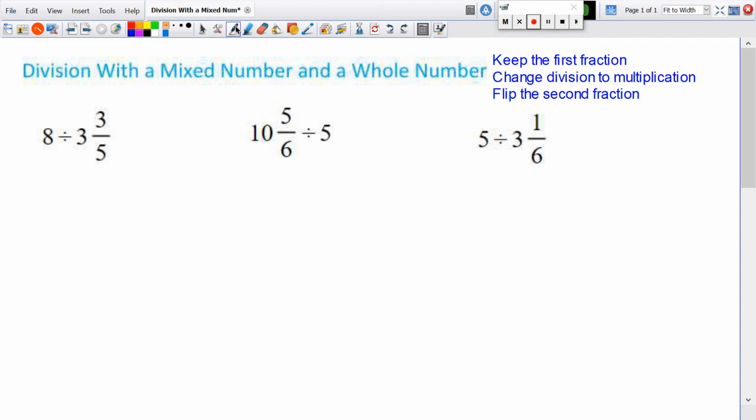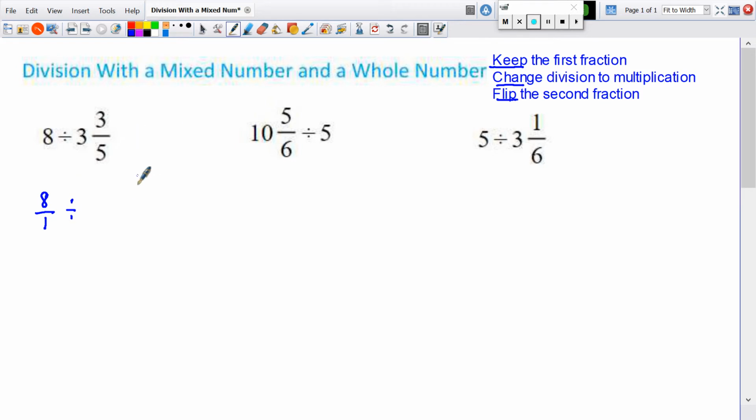For division with fractions, I like to think of the phrase keep, change, flip. So you keep the first fraction, you change the division to multiplication, and you flip the second fraction. However, when you have a mixed number, you want to make everything improper fractions. So the 8 is not a fraction, so I'm going to make it a fraction by putting a 1 under it.